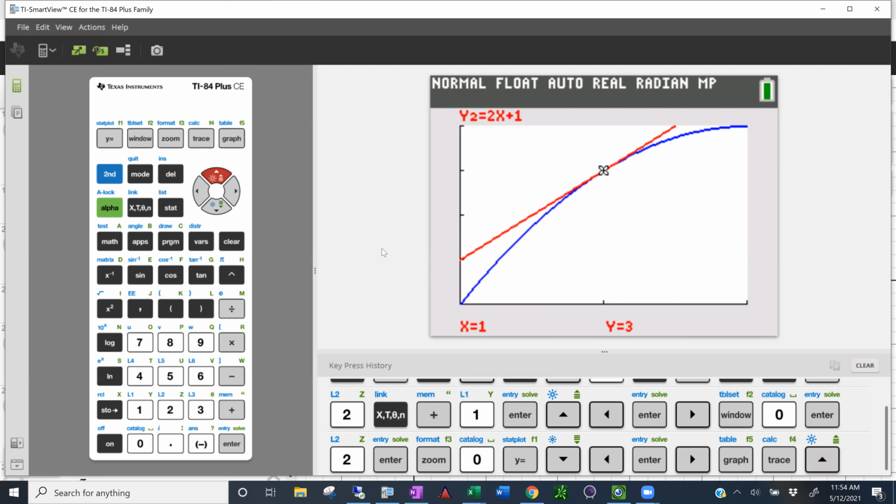Any questions on the calculation of the tangent line or the graphing of this? All right.